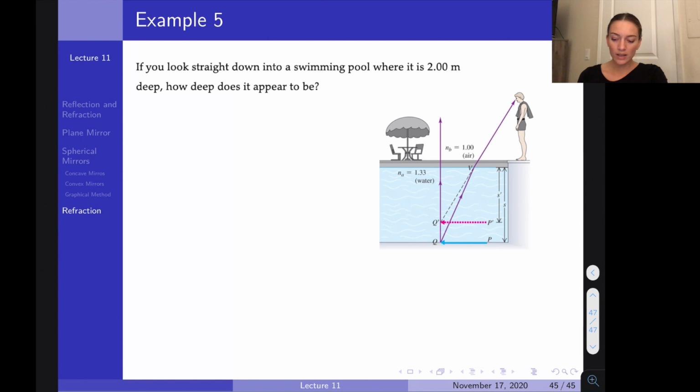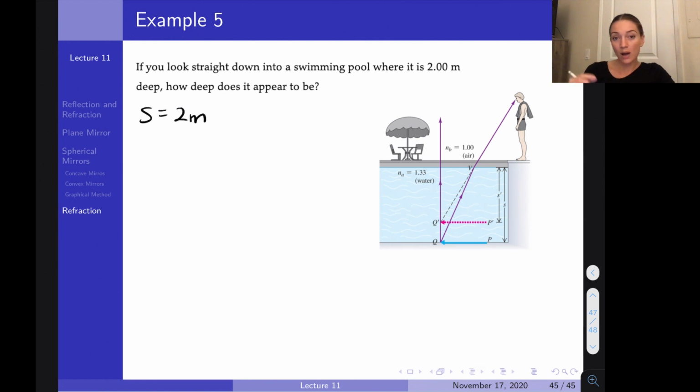Okay, so now let's do one last example. So here we look straight down into a swimming pool that's 2 meters deep. How deep does it appear to be? So what we're going to do here, so this is our interface. The bottom of the pool, just pretend there's some object at the bottom of the pool, right? So just draw like an imaginary line PQ, so that's our object. And the object distance now is 2 meters away. So S is 2 meters away.